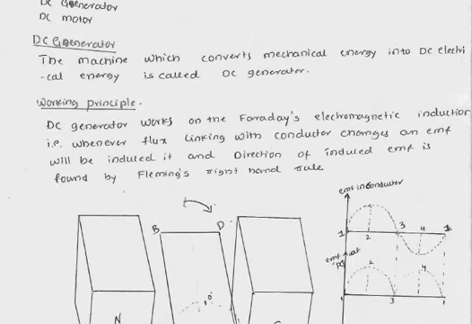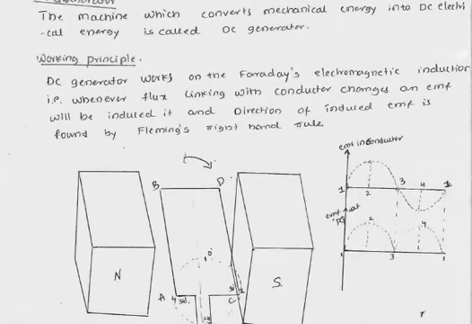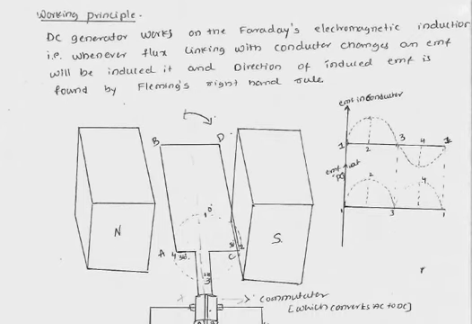And what is the principle it will work on? The principle that a generator works on is Faraday's electromagnetic induction principle. So whenever the flux linked with a coil or conductor changes, an EMF will be induced in that particular coil or conductor. So this is the principle every generator works on. Even the DC generator works on the same principle.